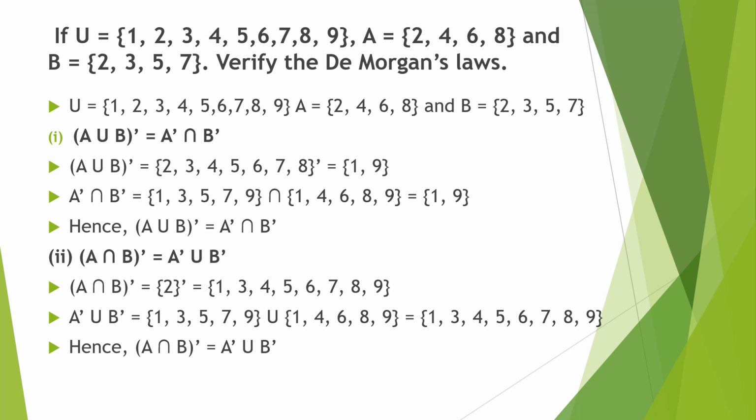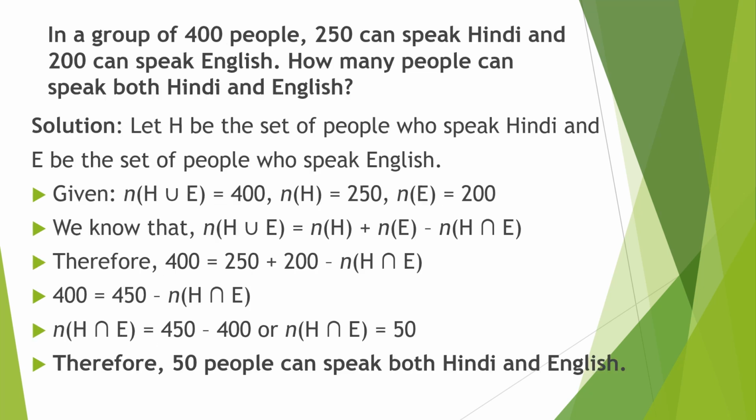The universal set is given. So first of all, you have to verify A union B complement. What is A union B? It is 2, 3, 4, 5, 6, 7, 8, and its complement will be the remaining elements, which are 1 and 9, because our universal set is 1 up till 9. Now what is the right hand side? A complement intersection B complement. A complement is 1, 3, 5, 7, 9 and B complement is 1, 4, 6, 8, 9. Its intersection is 1 and 9. So both are equal, so we have verified. Similarly, you can verify the second De Morgan's law.